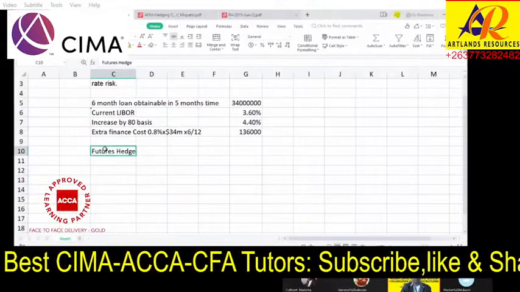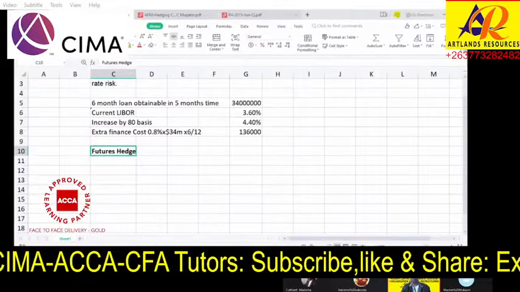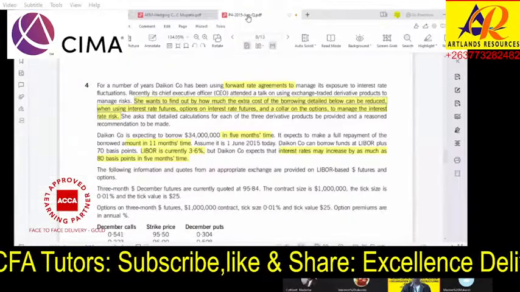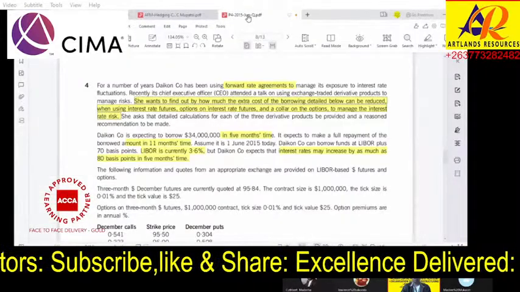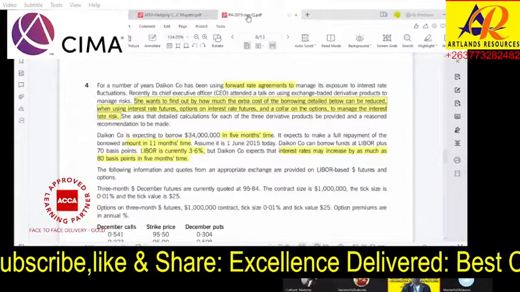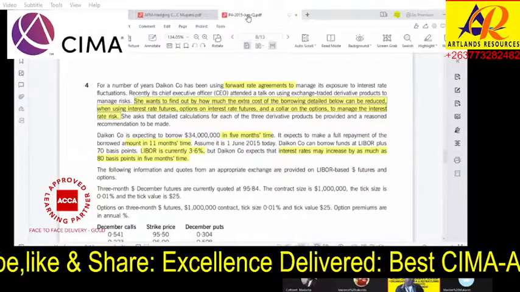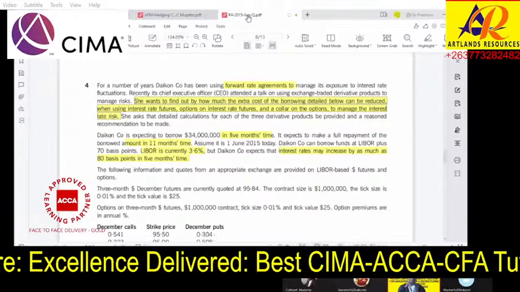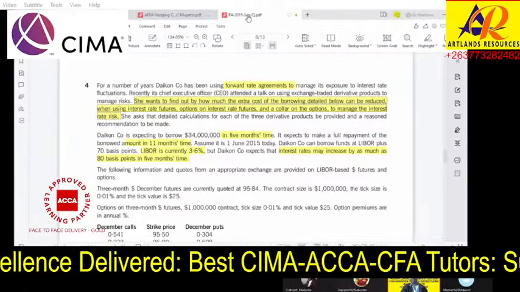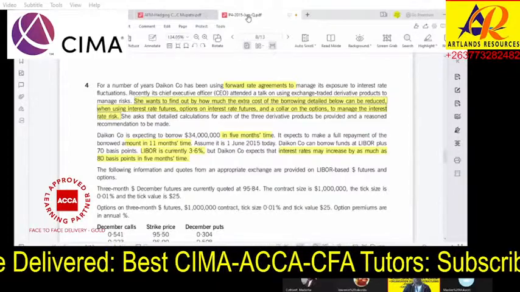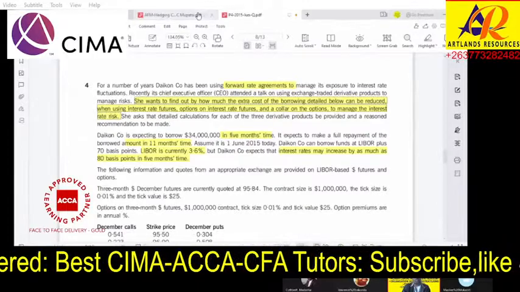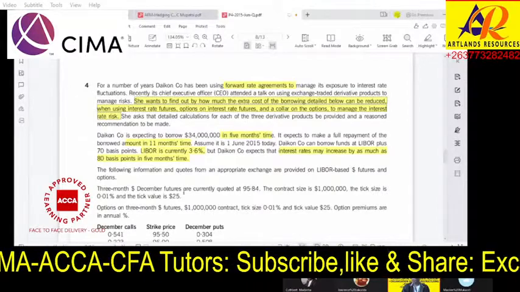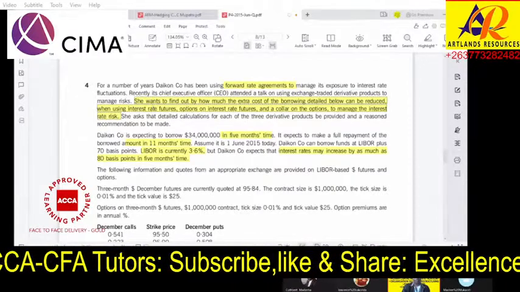Because you are a borrower, the market position that you assume is you sell. In other words, you go short. I said you borrow by selling. Imagine, for example, if you want to borrow money using debentures, you sell debentures. You can't say you buy debentures when you are borrowing. So if you are hedging interest rate using interest rate futures, you go short or you sell December futures because we want to borrow on 31st of October.